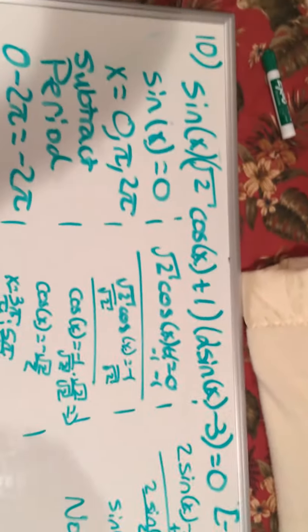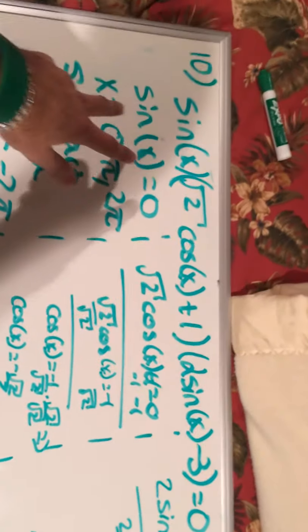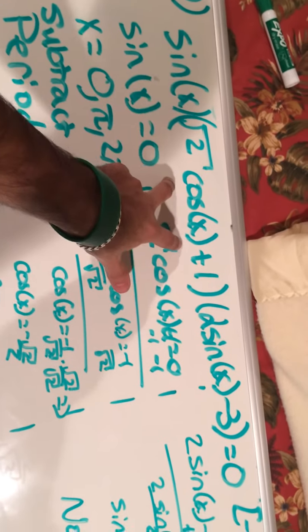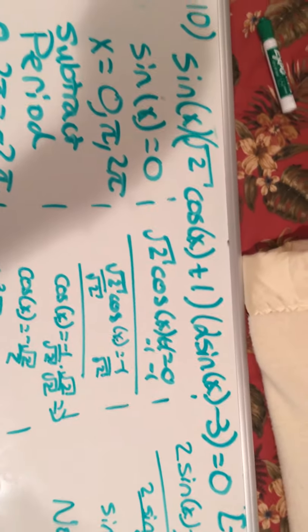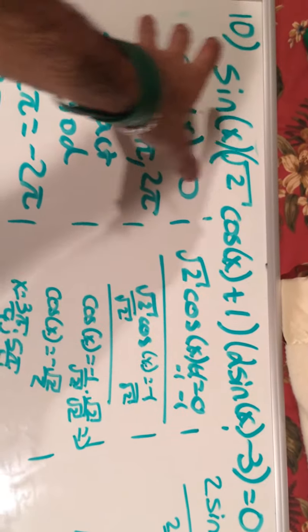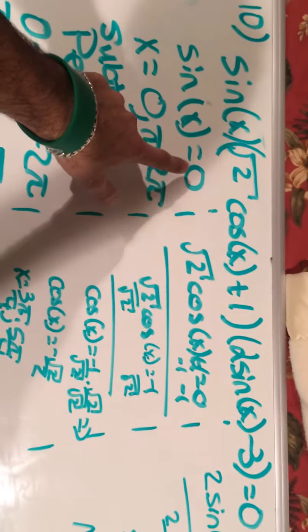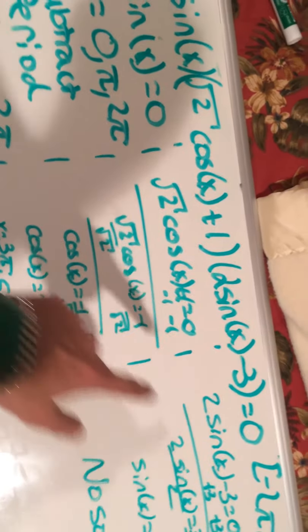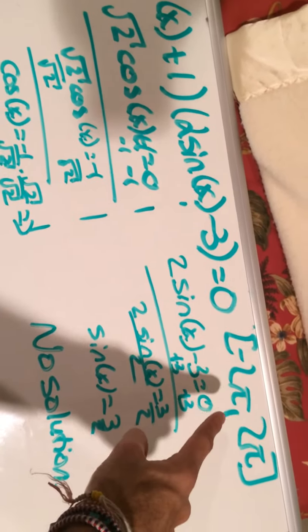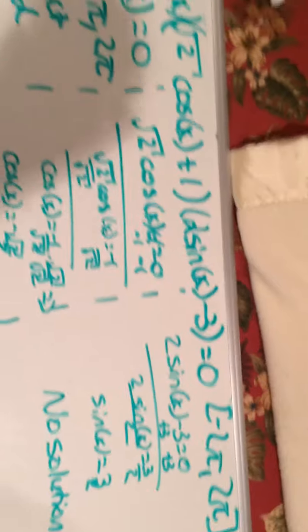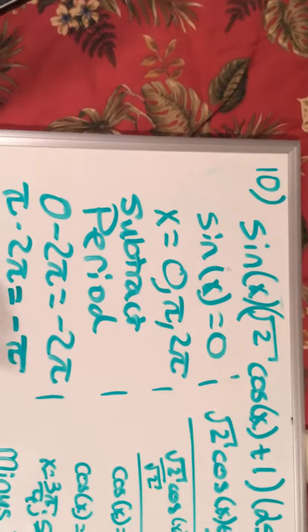Now when I look at this problem, the first thing that comes to mind is this is factor times factor times factor equals 0, which means it triggers in my head I should do each factor individually, right? And set each piece equal to 0. So I'm going to start with this piece and work my way right. Remember, the interval is negative 2 pi to 2 pi. Just keep that in the back of your mind. So I'm starting right here.